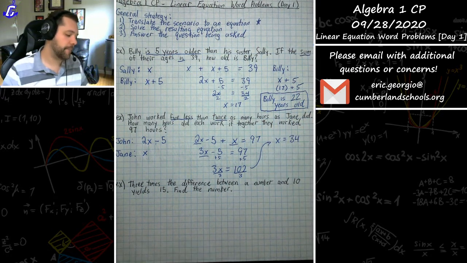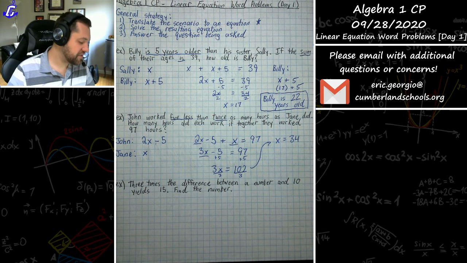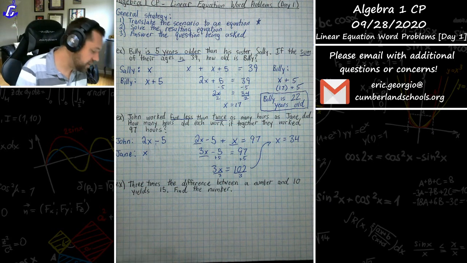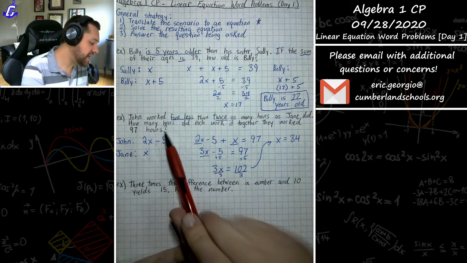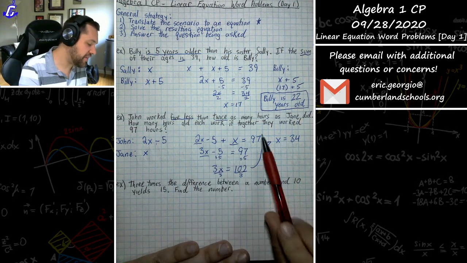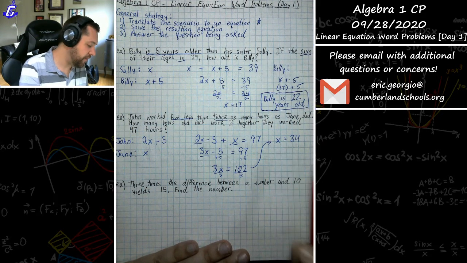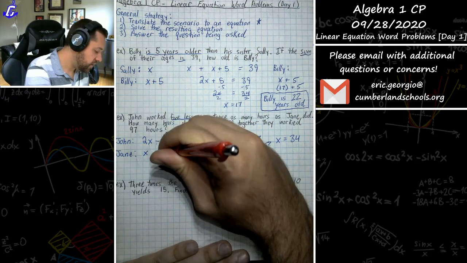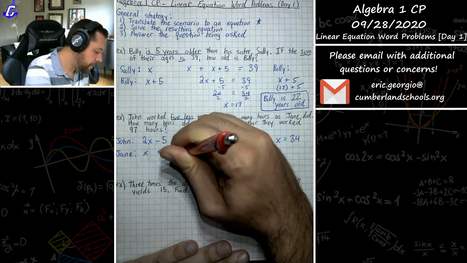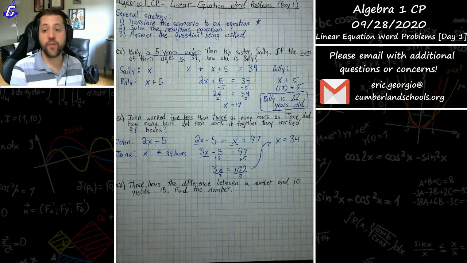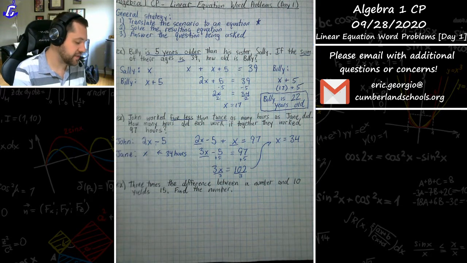Okay. Does everybody see that, hopefully? Now, if x equals 34, again, that does not answer the question. It's very tempting to put a box around that and call it a day, but we can't call it a day yet. The question is, how many hours did each work if together they worked for 97 hours? So how many did they each work? If x is 34, then that means that Jane worked for 34 hours. But what about John? Well, John would have worked for 34 times 2 hours minus 5.